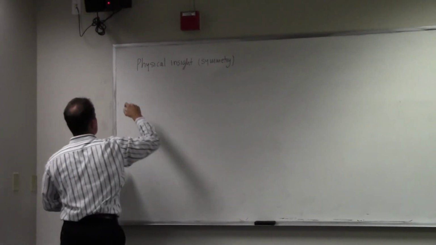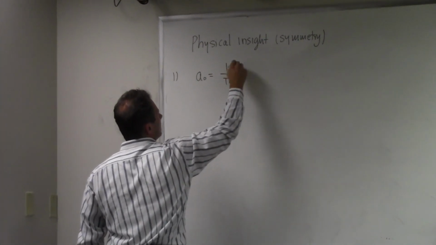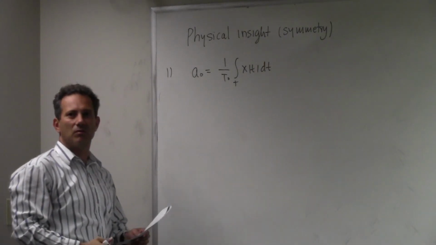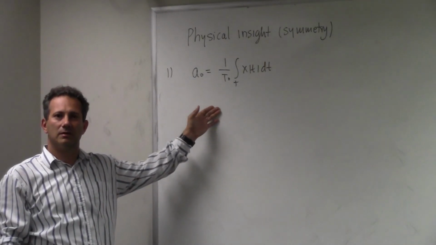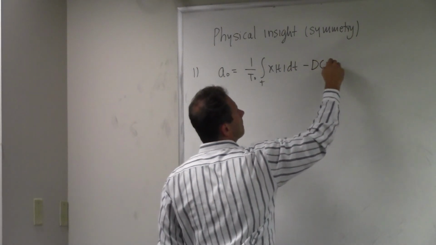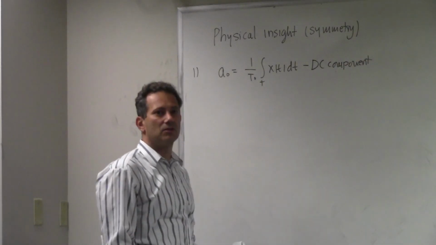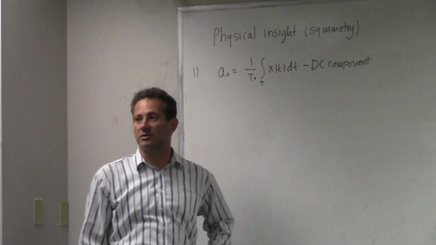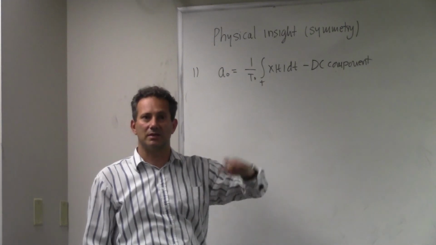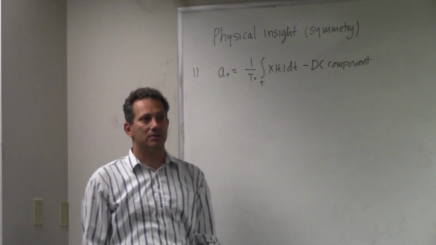So first, let's talk about A0. A0 is calculated as 1 over T0, integral over T0, x of t dt. What is A0? What's the physical meaning of it? It's the DC component of a signal. So if the signal does not have a DC component, I can discard calculation of A0. I don't have to do it. If the signal is the same above the x-axis and below the x-axis, it does not have a DC value, then you don't have to calculate A0.